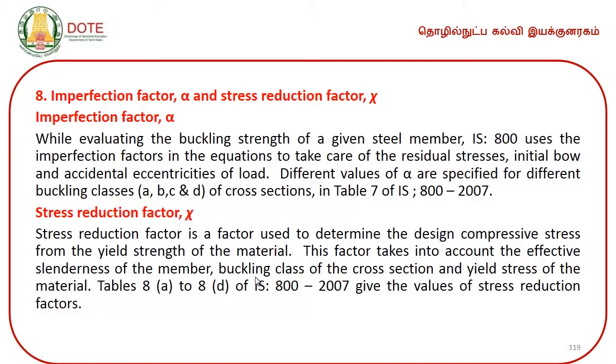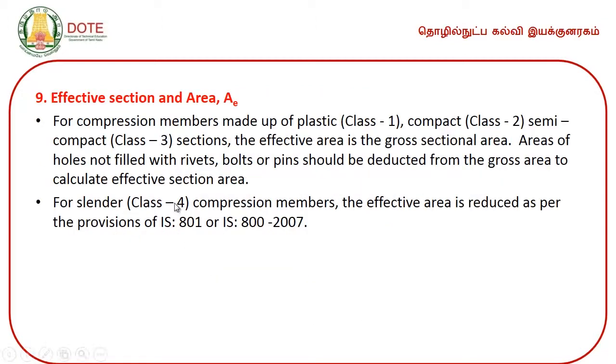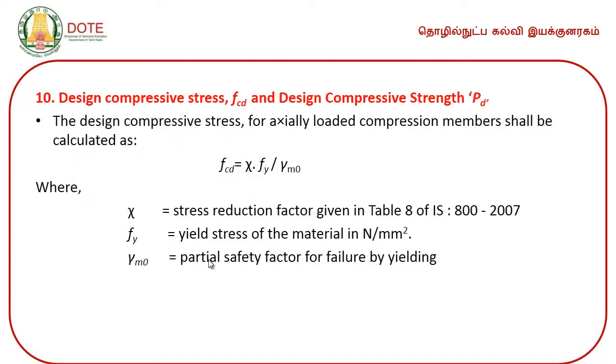And this stress reduction factor takes into account the effective slenderness of the member, the buckling class of the cross section and the yield stress of the material. And one can refer to table 8A to 8D of IS 800 2007 for the stress reduction factors. And for the effective sectional area Ae, for class 1 to class 3 the gross area is to be taken as the effective section area, and for class 4 slender members the effective area is reduced as per the provisions given in IS 800 2007.